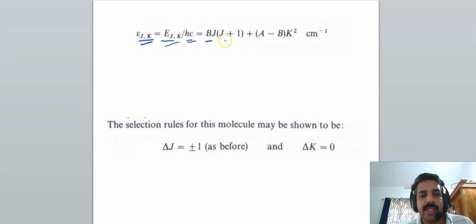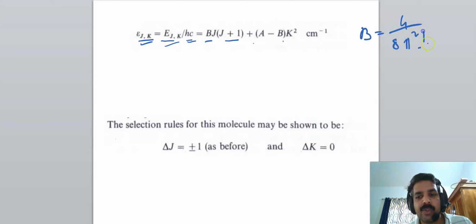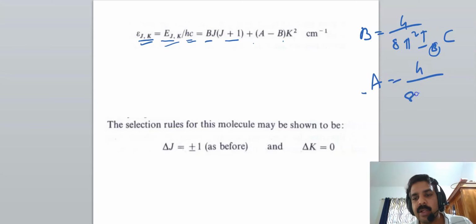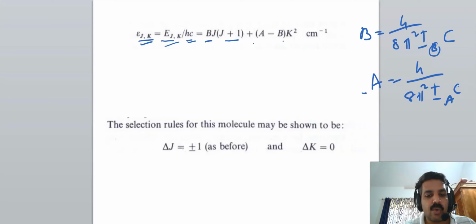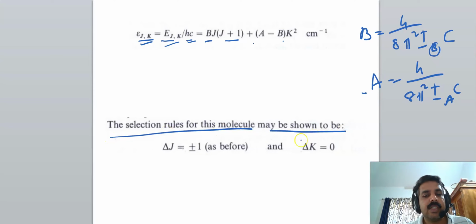that is, EJK by hc is equal to a very simple equation: B into J into J plus 1, plus A minus B into K square, in centimeter inverse, where B is equal to h divided by 8 pi squared IB into c, IB or IC, anything we can use, and A is equal to h divided by 8 pi squared IA c. That is the value of B and A. The selection rule for this type of molecule, the symmetric top molecule, is delta J plus or minus 1 as before, and delta K equal to 0.